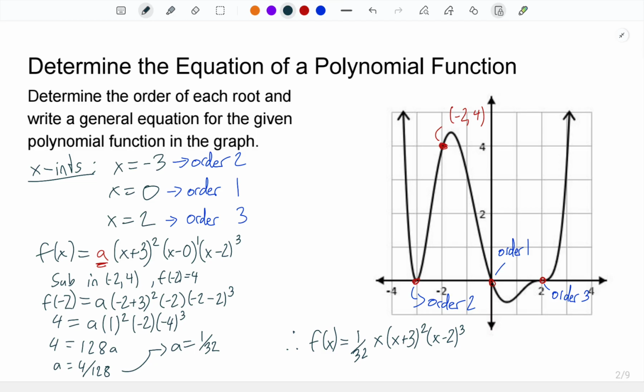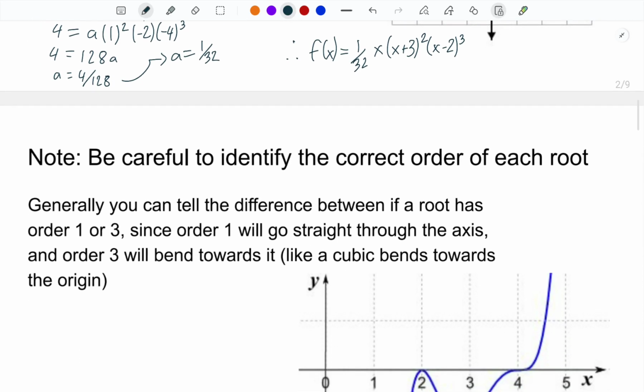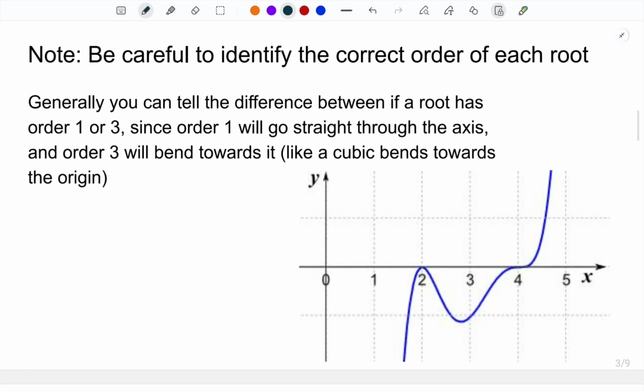So really, we're using the x-intercepts, their orders, and some other point, and that's all you actually need. And yes, the key thing is you need to get those orders of each root correct. If you mess them up, well, then you're not even going to get the correct equation, because that will also lead to mistakes with your lead coefficient.